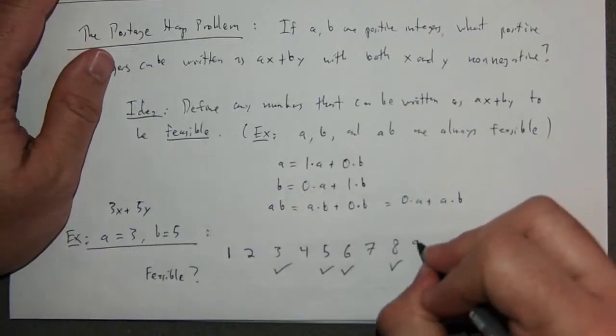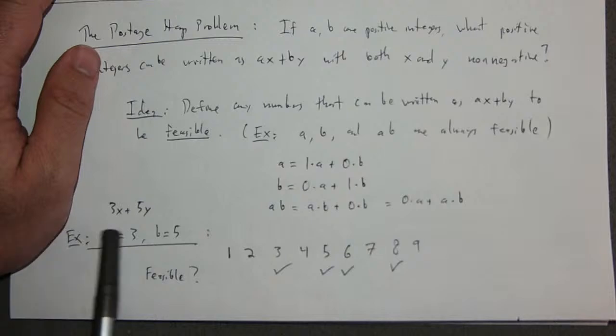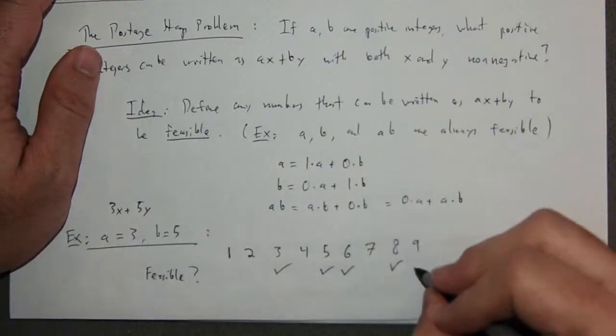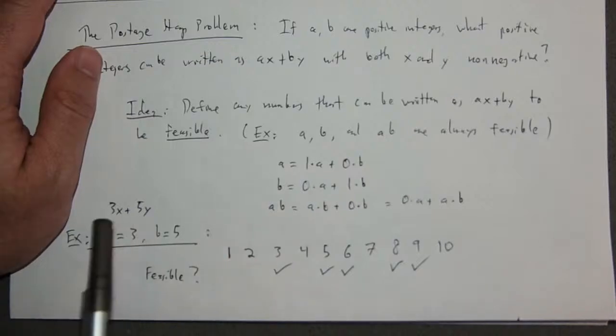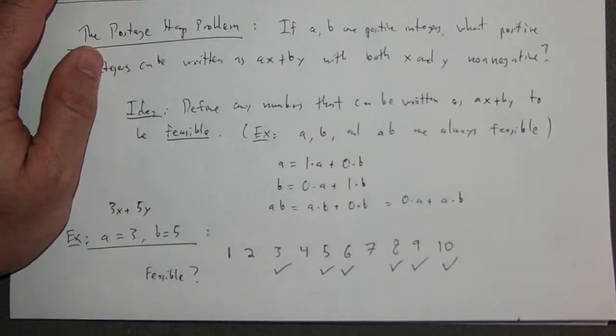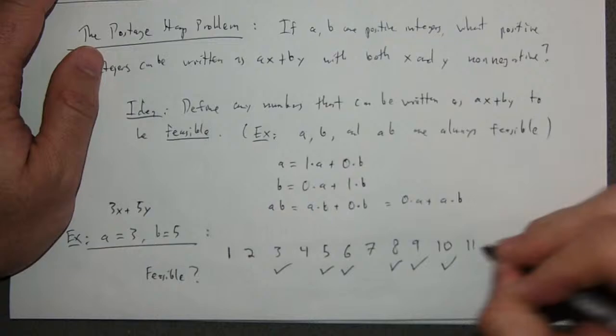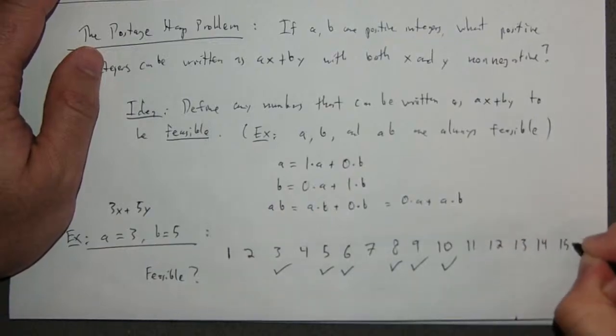Is 9 feasible? Yeah, because it's a multiple of 3, so I can have 3 times 3 plus 5 times 0, so that's feasible. 10, that's a multiple of 5, so I could have 3 times 0 plus 5 times 2. That works. And I'm actually done here, but I'm going to go ahead and list some more. So 11, 12, 13, 14, 15.